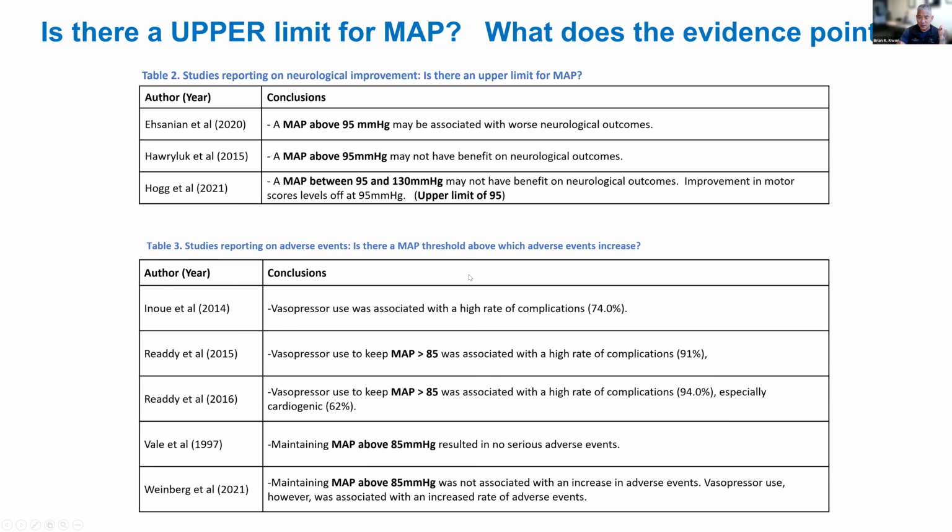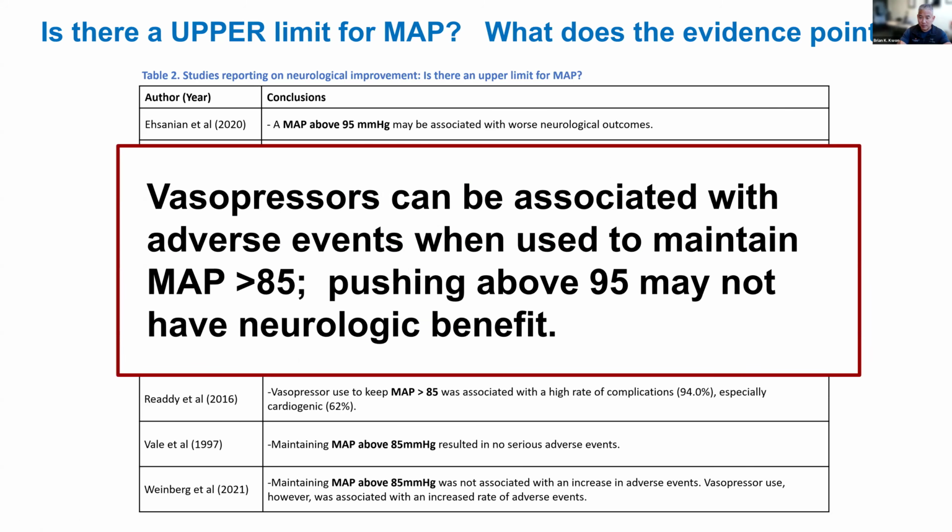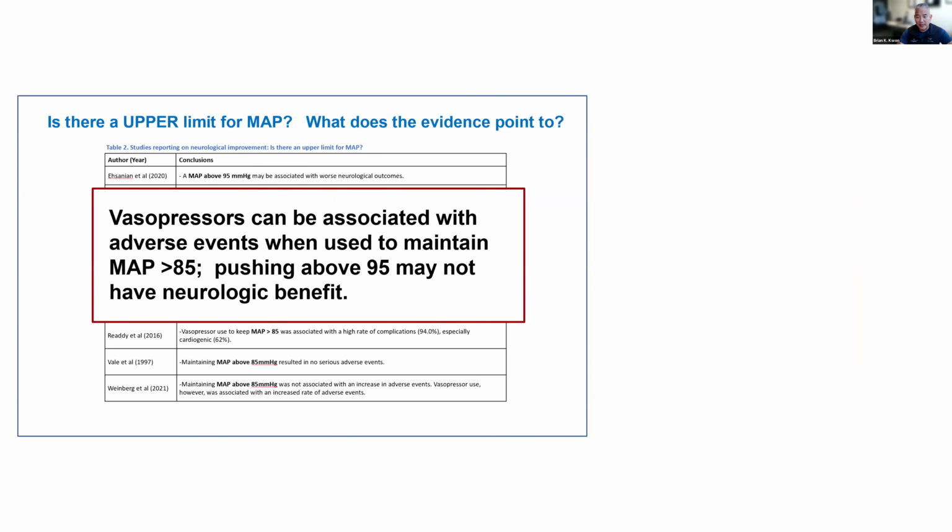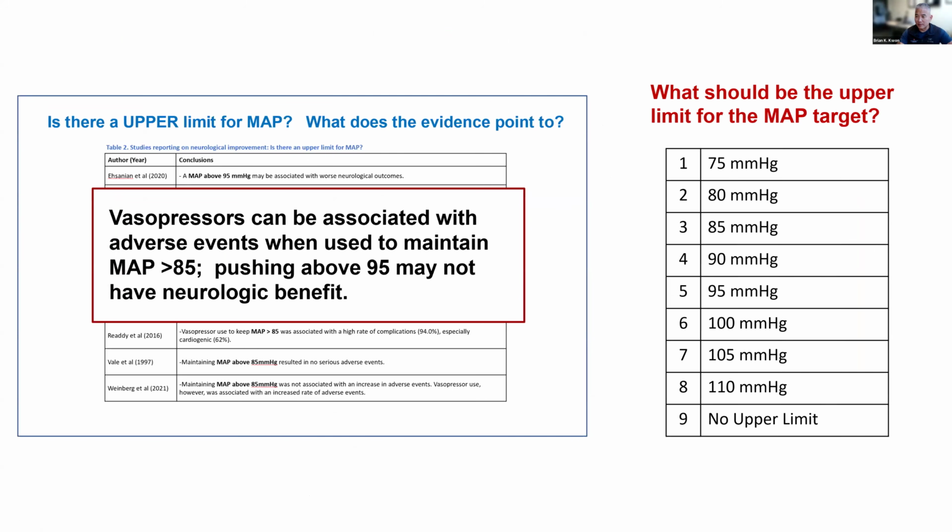And this is what that data looked like. These are the papers that described either neurological recovery over certain MAP targets, and then adverse events. We all recognize that there are adverse events associated with aggressive vasopressor usage. So these were some of the papers that described complications and adverse events related to the use of vasopressors for MAP augmentation. The bottom line summary from this is that vasopressors can be associated with adverse events, and I think most of us recognize that, and that there were papers that describe no real benefit beyond an upper limit of 95 millimeters of mercury. So again, we put that question to the guidelines development group and asked, what should the upper limit for the MAP target be? And we voted that it should be somewhere in the 90 to 95 range.